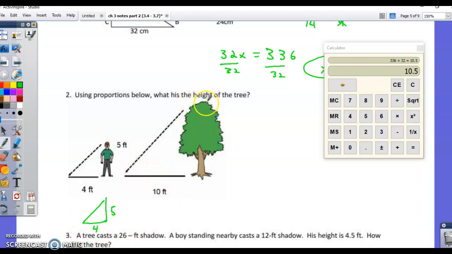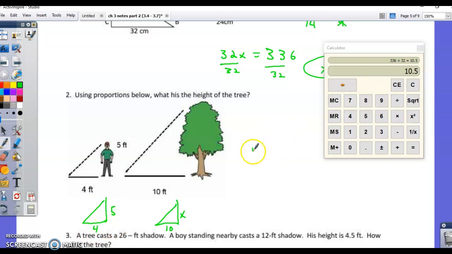Now we can't get a tape measure up to the top of a tree, but we can measure from the base, we can measure the shadow of the tree. So in this second triangle, you can see we have 10. We don't know how tall the tree is, so that would be X. So we're setting up a similar triangle here. Again, you could do 5 over 4, X over 10. You can do 5 over X, 4 over 10. It doesn't matter. I'm going to use these two.